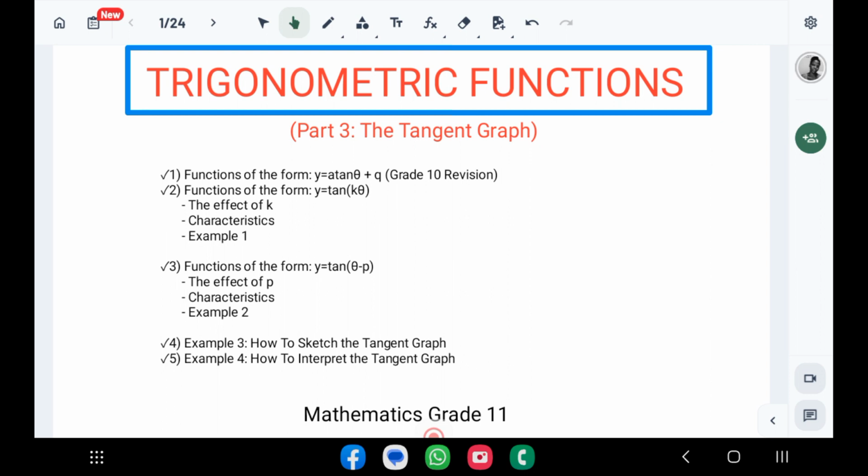And in this video, we're going to focus on the last part of a three-part video series on trigonometric functions for mathematics grade 11, and that is the tangent graph. In part 1, we focused on the sine graph, and in part 2, we focused on the cosine graph. Now in this part, which is the last part of the series, we're going to focus on the tangent graph.